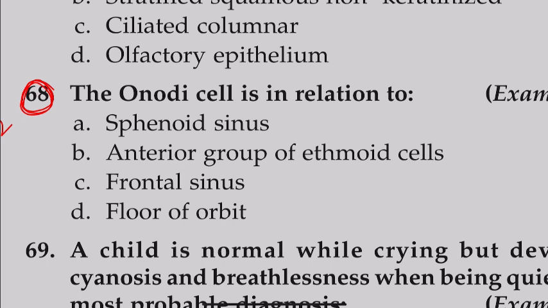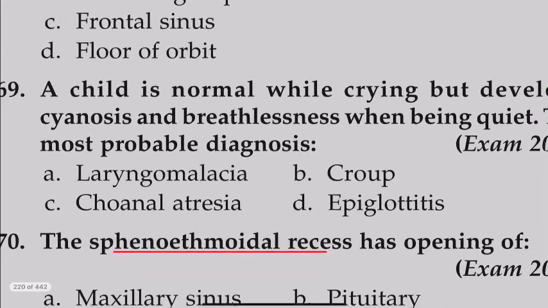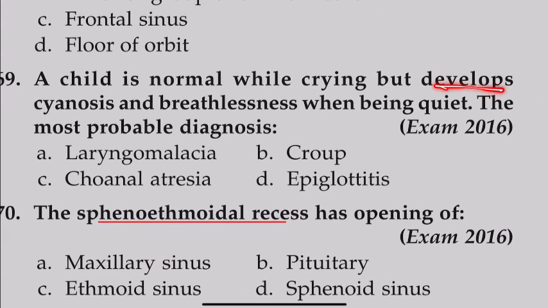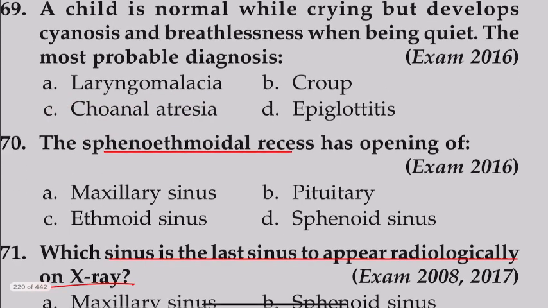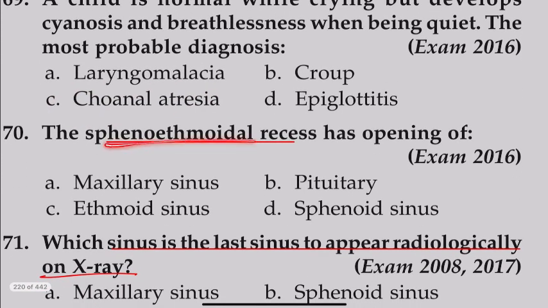These are present in relation to the sphenoid sinus, right? Posterior group, that's why in relation to the sphenoid sinus. A child is normal while crying but develops cyanosis and breathlessness when being quiet. The most probable diagnosis is choanal atresia, right? The sphenoethmoidal recess has the opening of the sphenoid sinus, we know that, right?